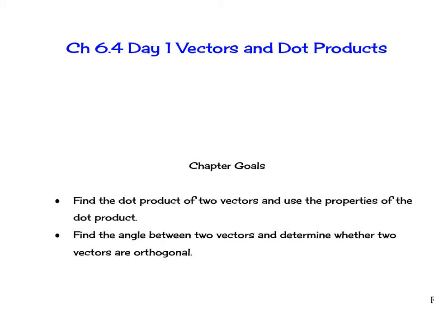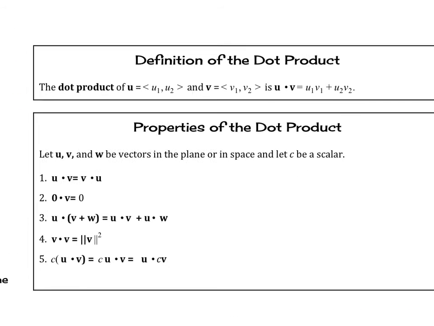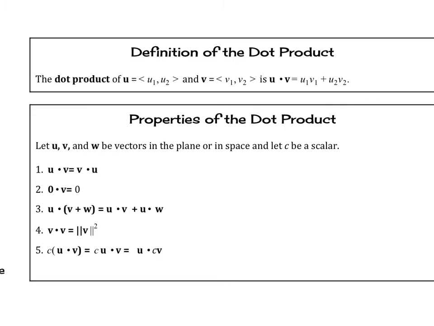Chapter 6.4, Day 1, we're looking at vectors and dot products. We're going to find the dot product of two vectors, use the properties of the dot product, find the angle between two vectors, and determine whether two vectors are orthogonal. So first of all, the definition of the dot product.